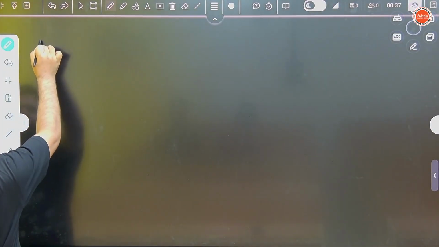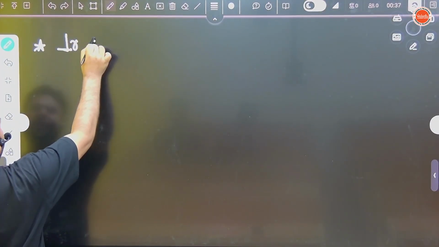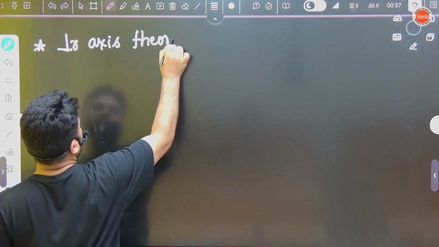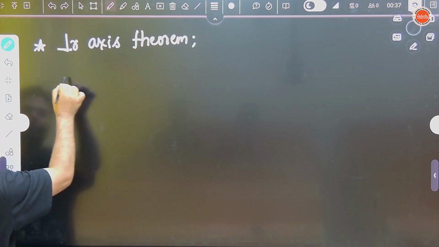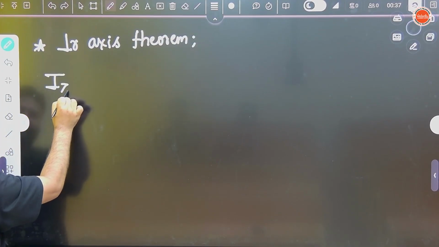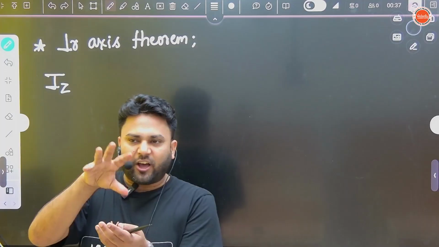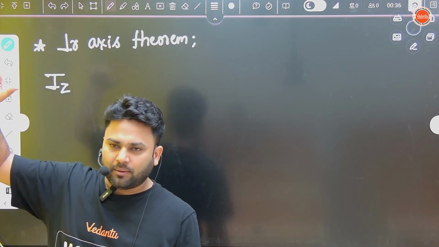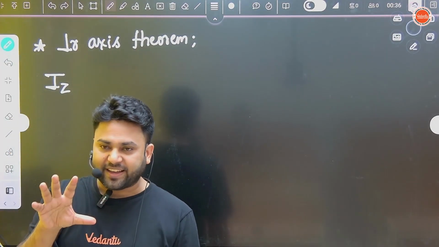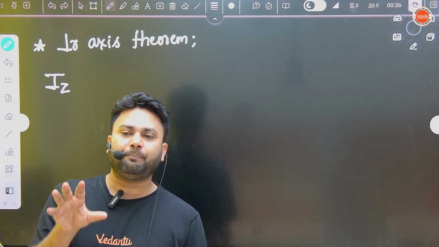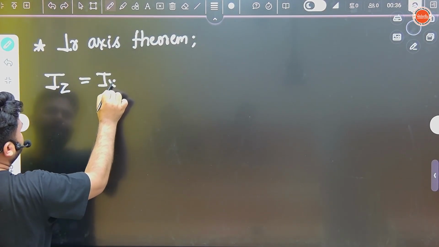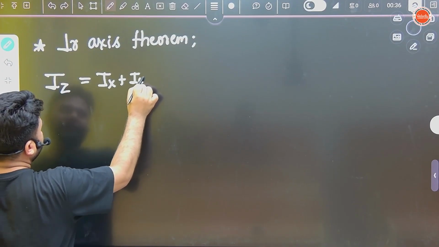Next is the perpendicular axis theorem. What is the perpendicular axis theorem? It says that the moment of inertia about the z axis. What is the z axis? Suppose the object is kept in a plane. Suppose here I have kept the object. The axis which is perpendicular to the plane of the object, that we are calling the z axis, is equal to the moment of inertia about the x axis plus the moment of inertia about the y axis.